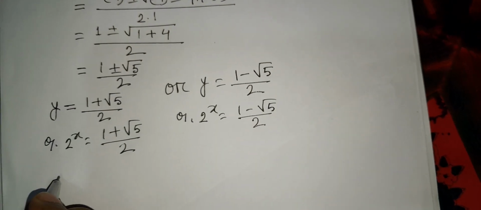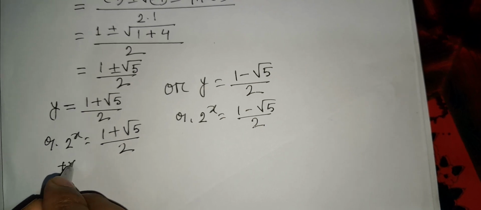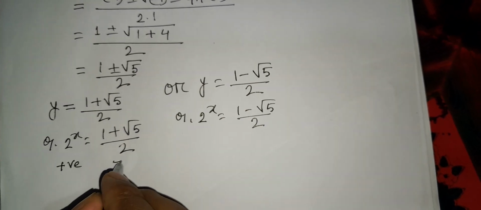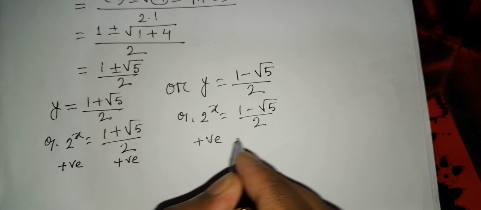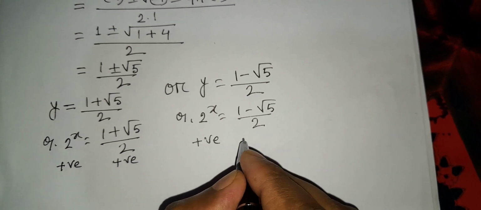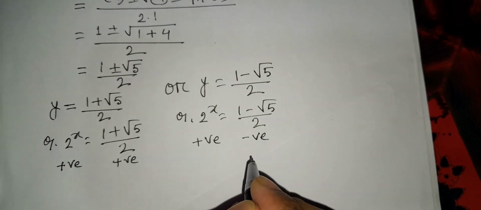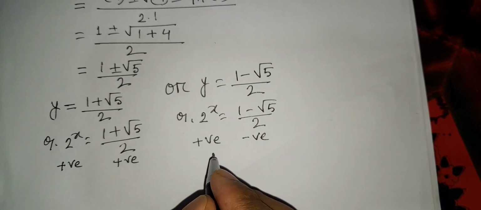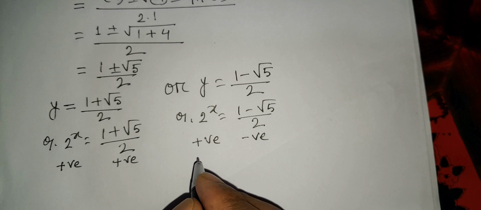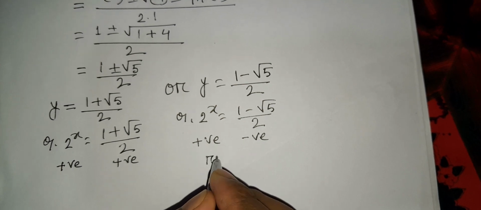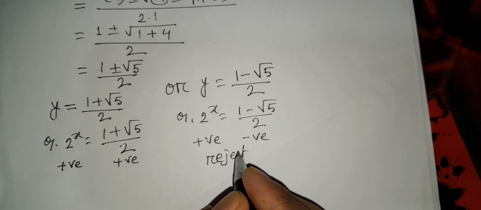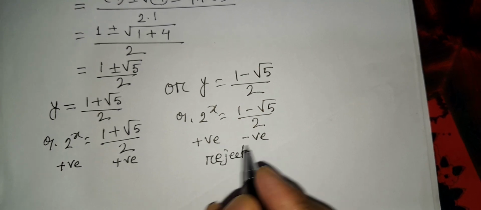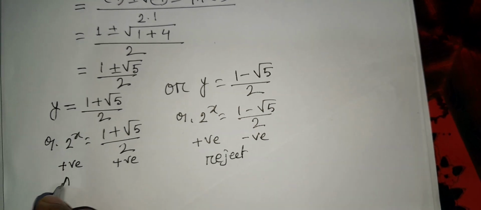Here 1 plus root 5 by 2 is positive, but 1 minus root 5 by 2 has a negative sign, so it is rejected. Okay, and the first one is accepted.